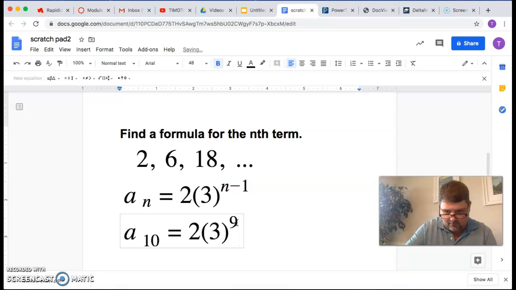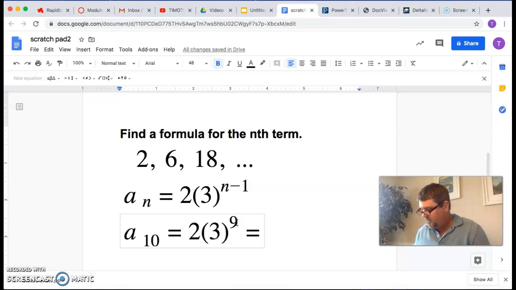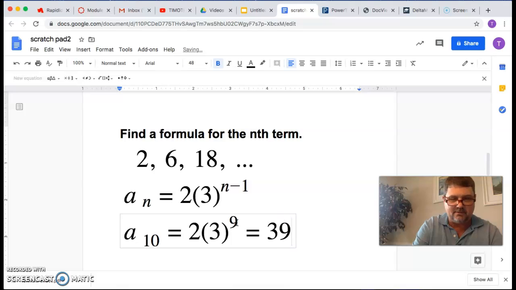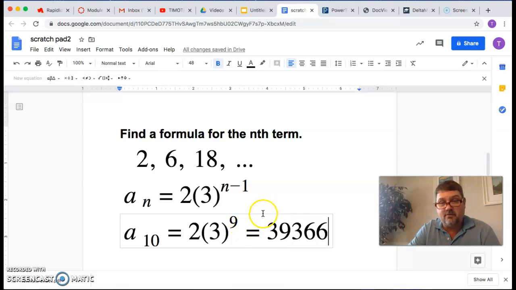And we stick this in a calculator. And I don't have the number in front of me here, so let me see what I get. 2 times 3 to the 9th. I got 39,366. So it would be 39,366. And that's how you use that formula.